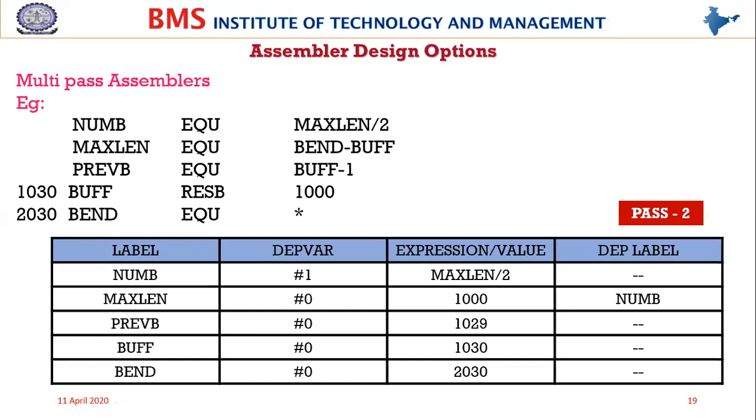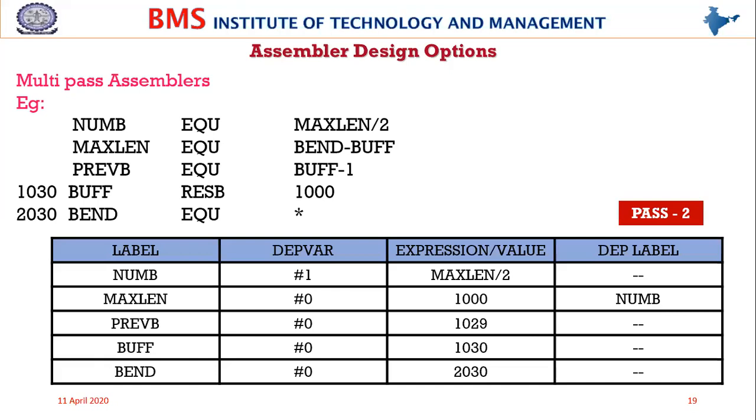And max len got the address buff end minus buff, because buff end has also got the address, that is 2030. Buff also has got the address 1030. 2030 minus 1030, I got the value 1000. This is completed, means this got the address. That's the reason earlier slide we had the expression buff end minus buff, which got converted into a value now after pass 2. But still one more is remaining.